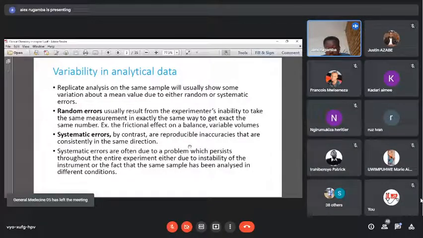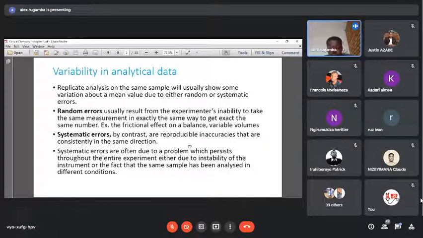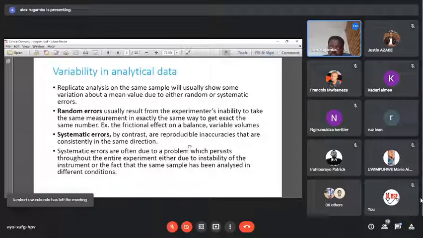These systematic errors are constant. They are reproducible inaccuracies, and they are consistently in the same direction. Systematic errors are often due to problems which persist through the entire experiment, either due to the instability of the instrument or the fact that the same sample has been analyzed. So systematic errors may come from other sources, for example, the instrument, or other factors.